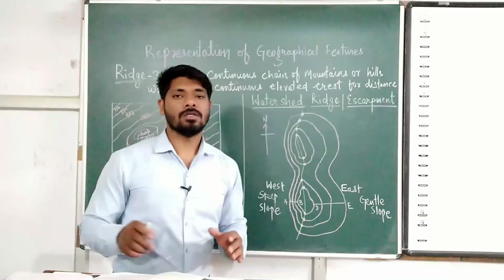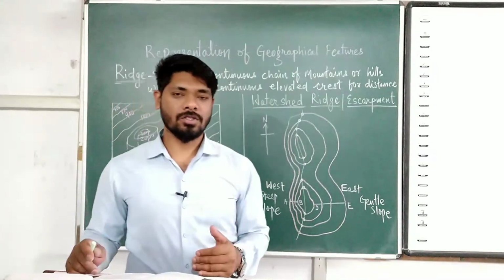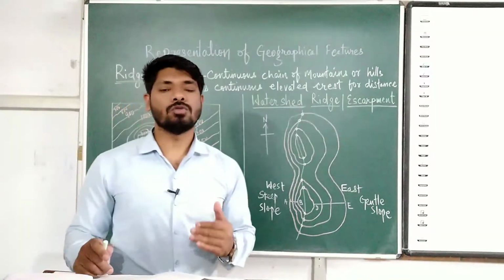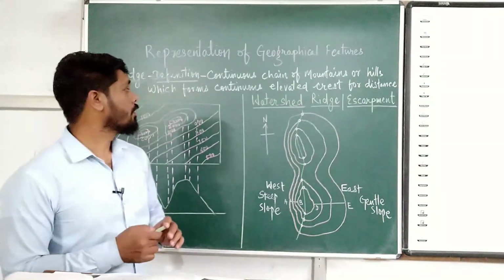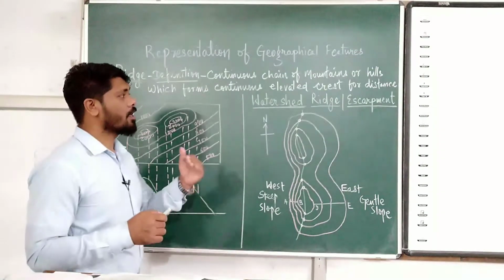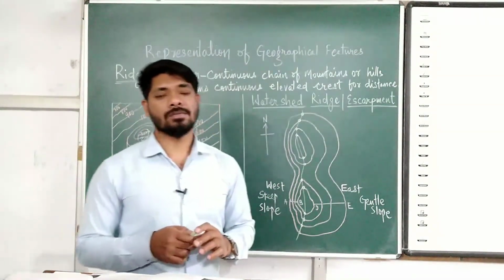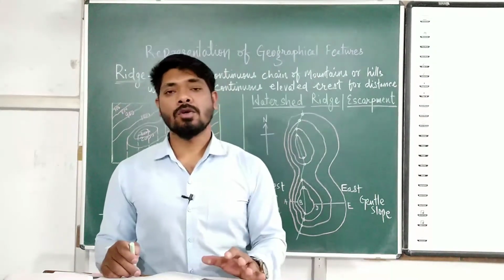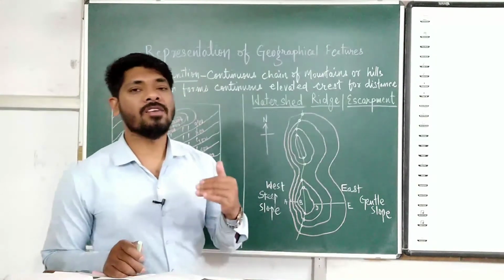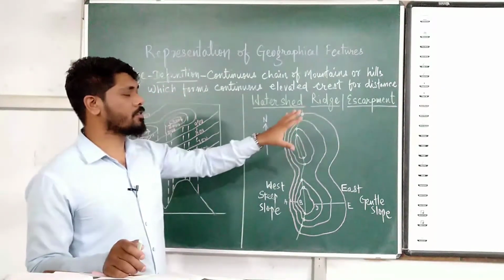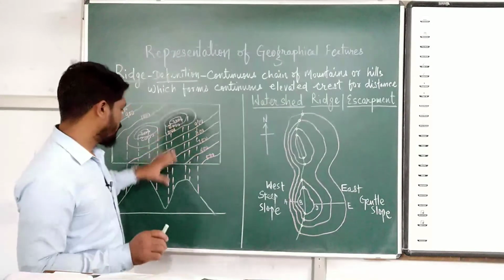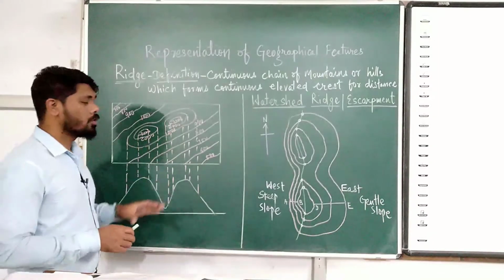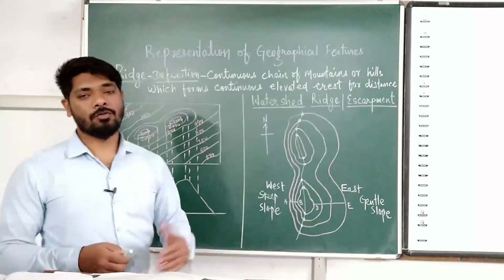To understand a ridge, we need to know the definition of ridge. A ridge is a continuous chain of mountains or hills which forms a continuous elevated crest for a distance. So let's see with a diagram how the ridge is shown or displayed on the topographical map.